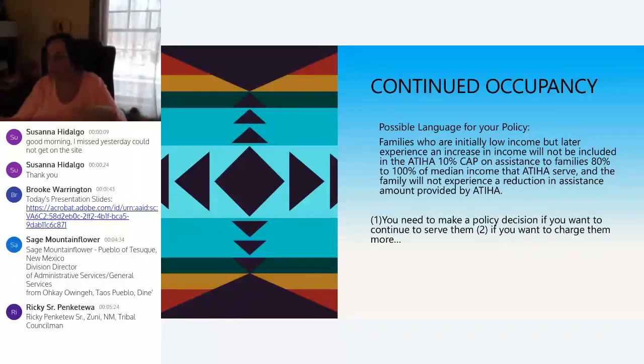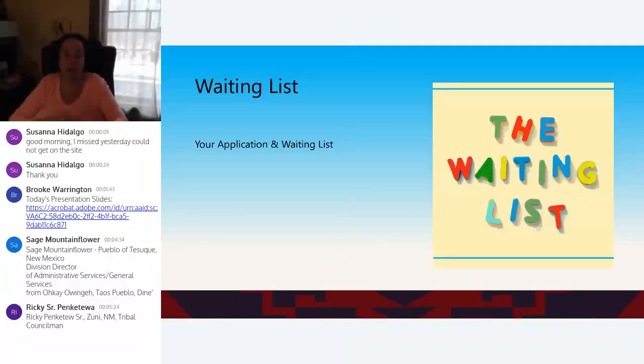Families who are initially low income but later experience an increase in income will not be included in our 10% cap on assistance to families between 80 and 100%. The family will not experience a reduction in assistance amount provided by the housing entity, and they will not be asked to leave. That means you're not going to charge them more. You're going to let them stay there, and it's not going to go against your 10%. So you need to make those policy decisions. They should be in your A&O policy.